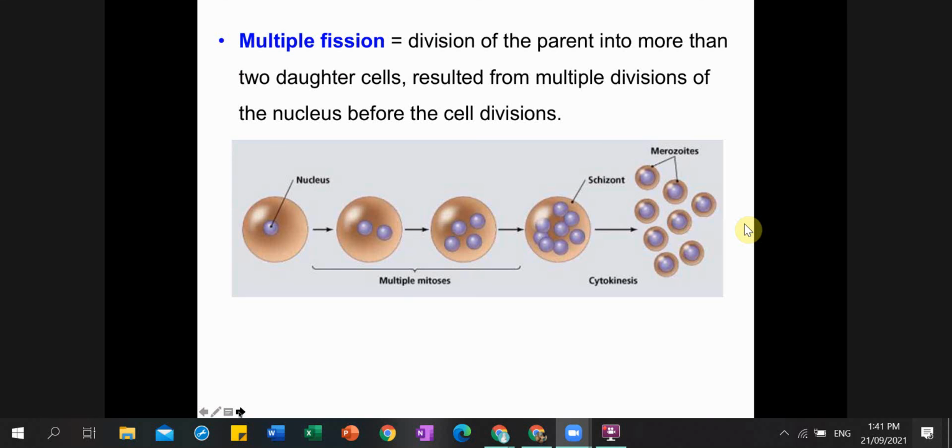So they go through mitosis several times. From 1 into 2 nuclei, from 2 into 4, from 4 into 8, and so on, right? And after they have quite a good number of nuclei, then they divide the cells corresponding to the number of nuclei they already have in the cytoplasm.